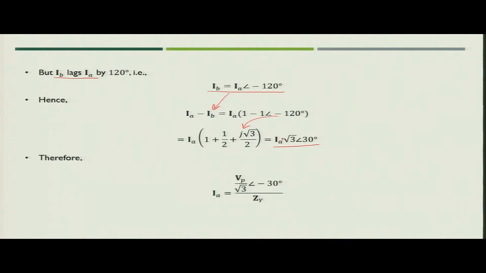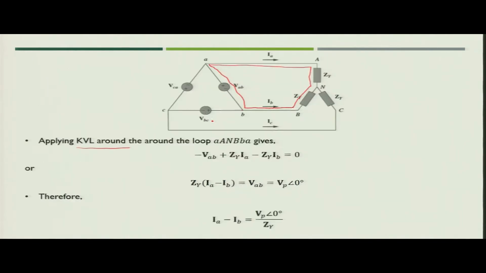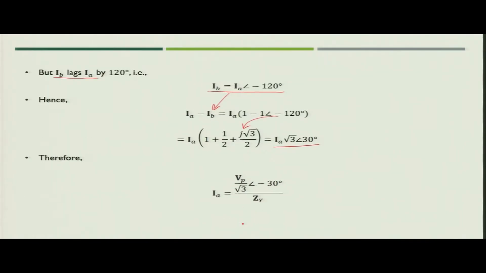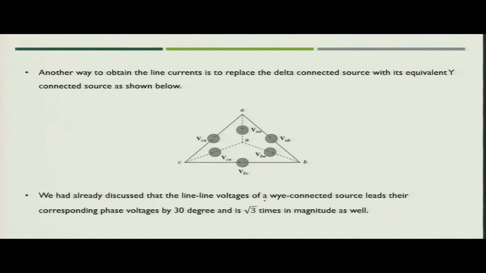If you put this value of IA minus IB in the expression and simplify, you get IA equal to VP by root 3 angle minus 30 degree divided by Zy. In this way you can calculate the line current for a delta star connected system.